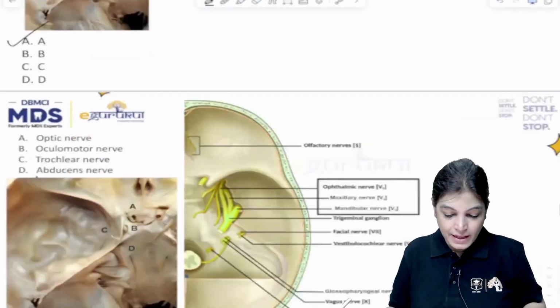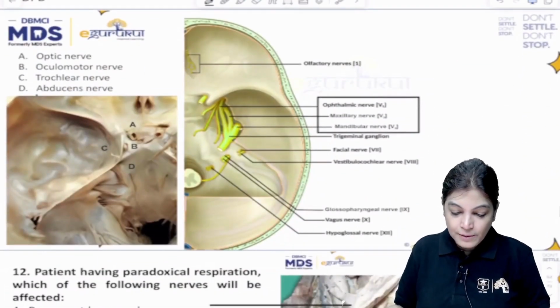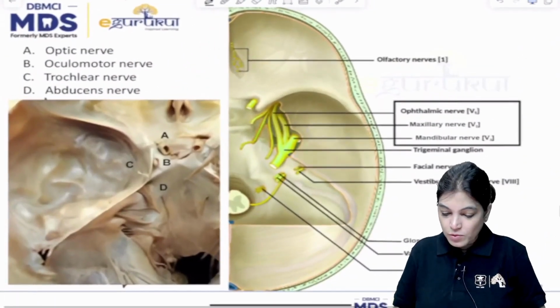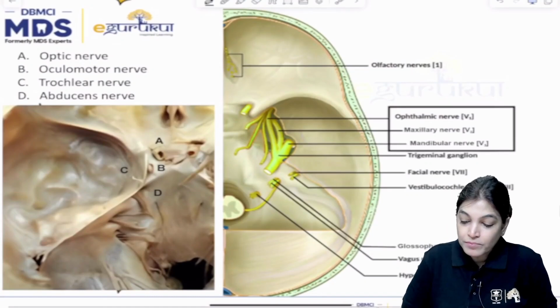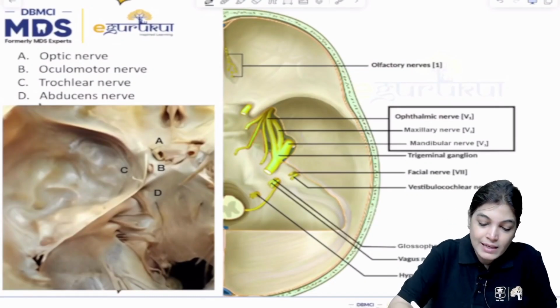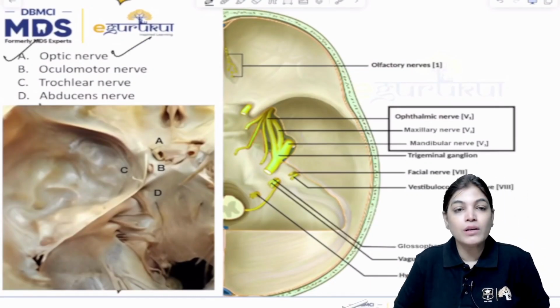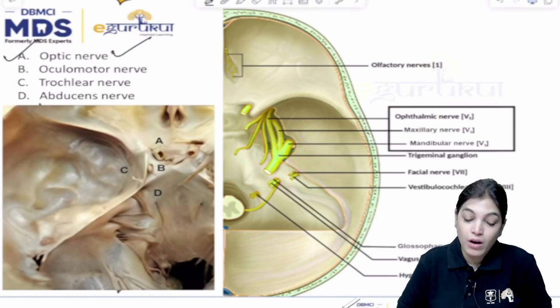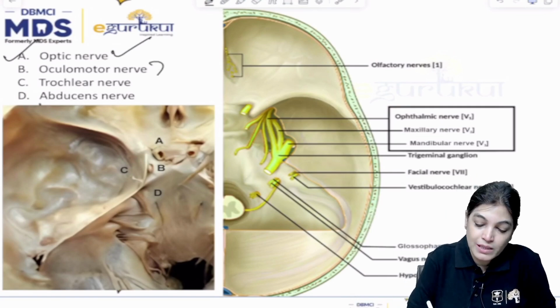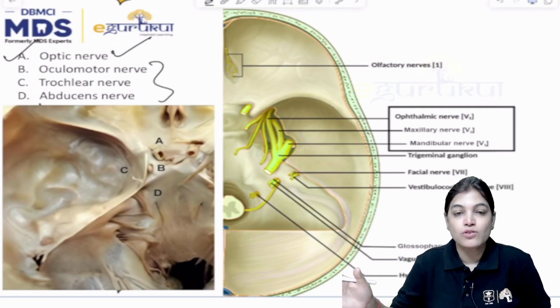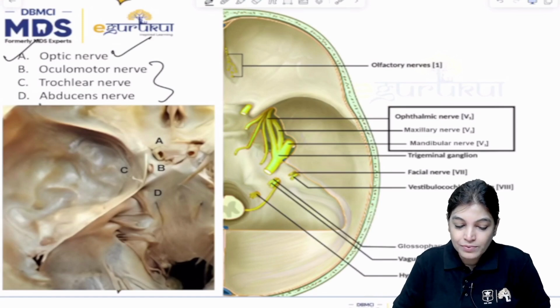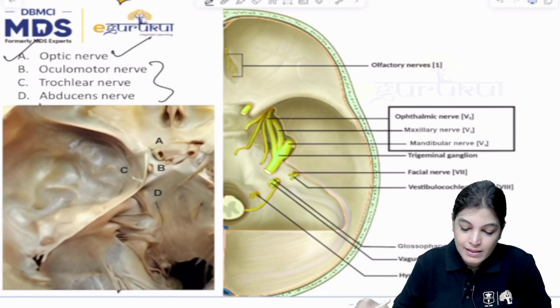So A is the right answer. Definitely, we can correlate the image which was provided in the MCQ and mark A as the right answer, because the optic nerve is not related to extraocular movement. Oculomotor, trochlear and abducens, these three nerves are related to extraocular muscle movement. So definitely A is the right answer. You can correlate and see A is the optic nerve.